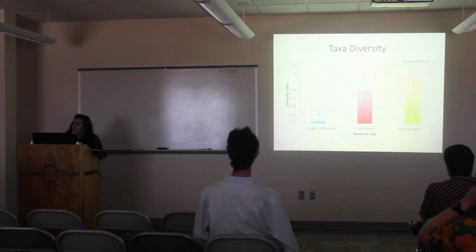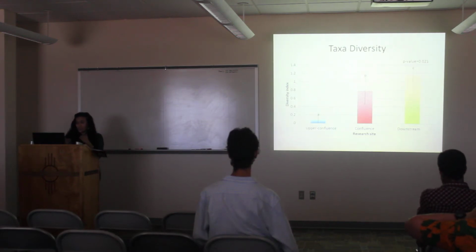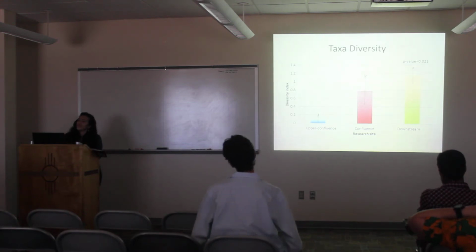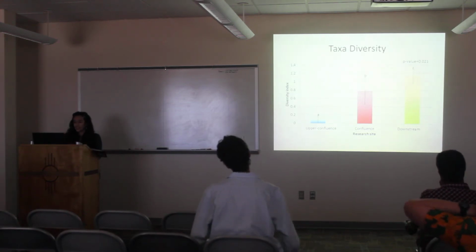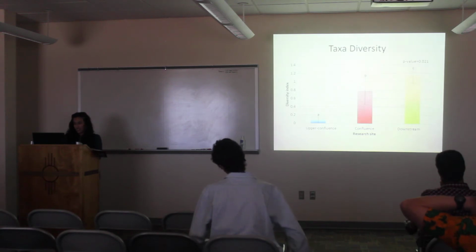We have a p-value of 0.021, which means that this is correlated to the sites, and that would explain that the taxa diversity is tied to the different sites.